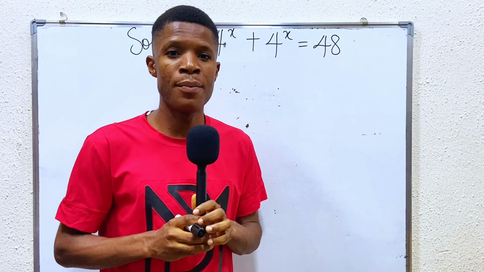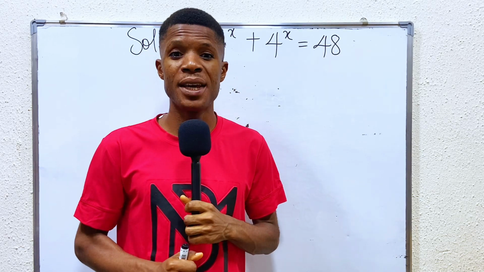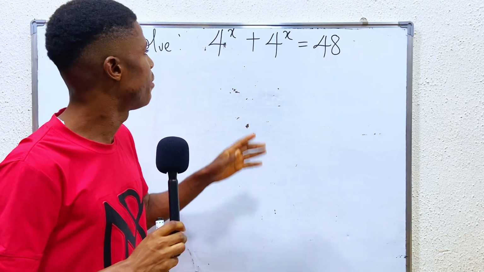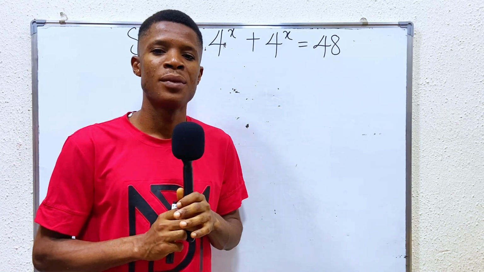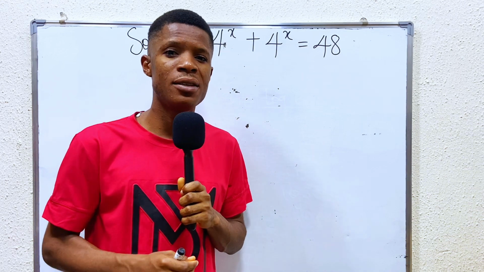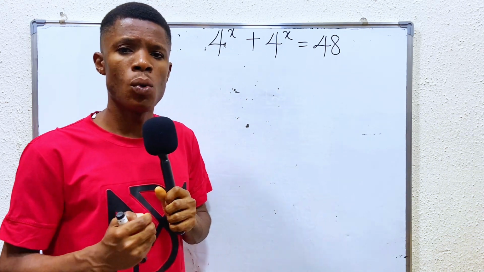Can you solve this amazing problem on the board? If you think you can, pause the video and make a guess. Okay, we have 4 power x plus 4 power x is equals to 48. Our goal here is to find the value of x that can satisfy the equation on the board. So what do you observe?